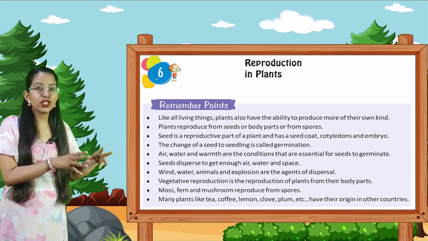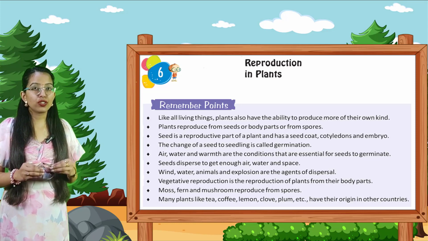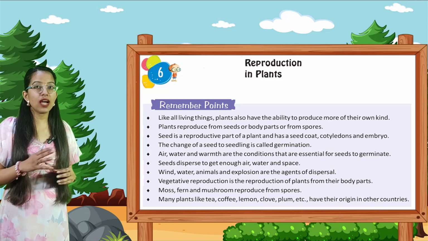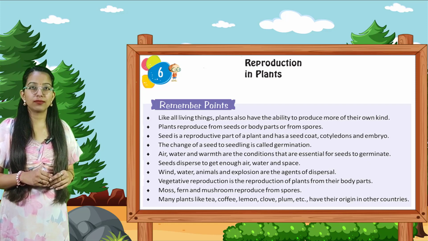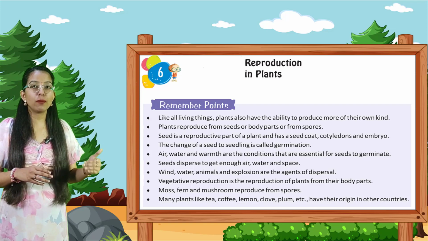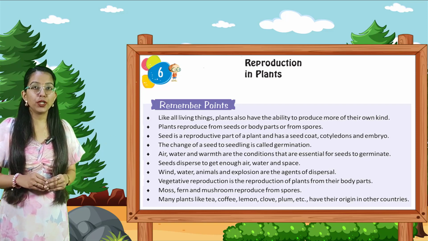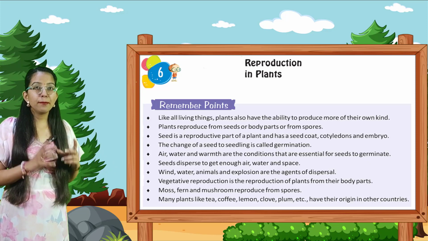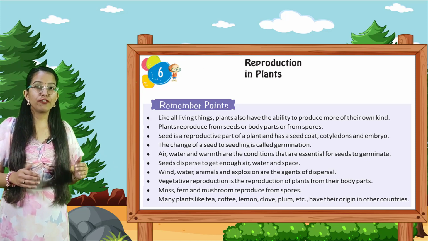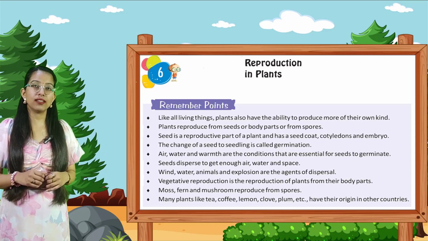Seeds disperse to get enough air, water and space. Wind, water, animals and explosion are the agents of dispersal. Vegetative reproduction is the reproduction of plants from their body parts. Moss, fern and mushrooms reproduce from spores. Many plants like tea, coffee, lemon, clove, plum, etc. have their origin in other countries.